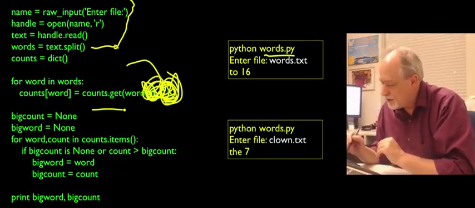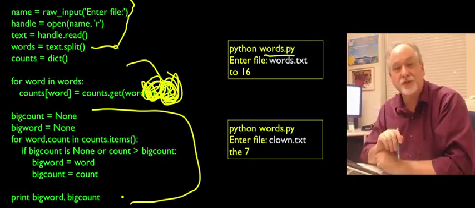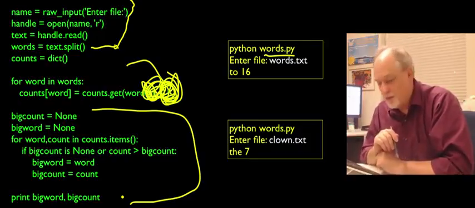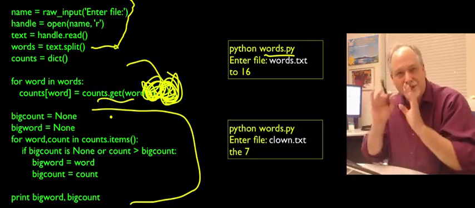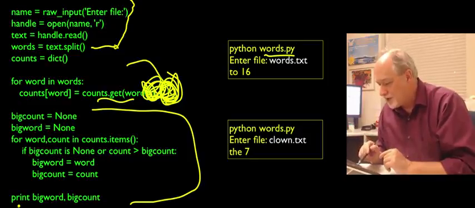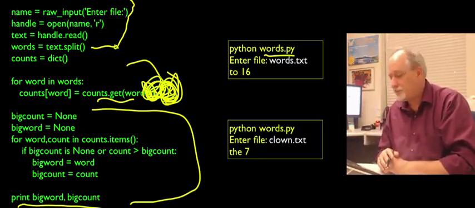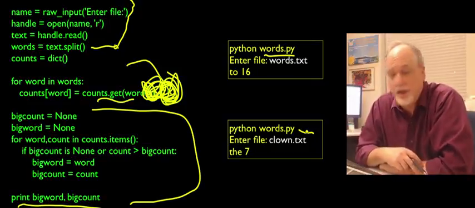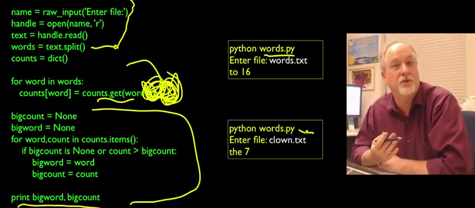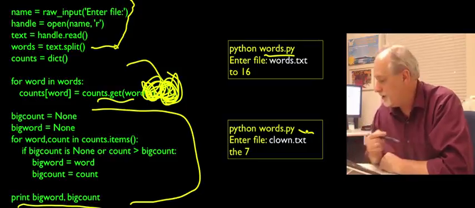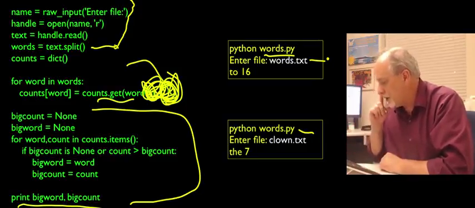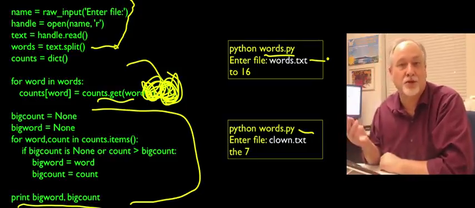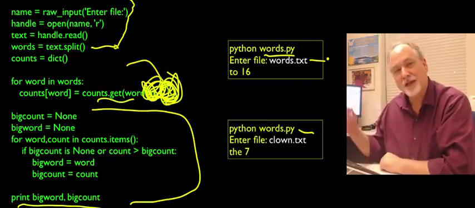Then what we're going to do is we're going to write another loop that's going to figure out which is the most common word by looking through all those little histograms that we built up. And then it's going to print those things out at the very end. And this can certainly do Python words.py and read clown.txt and tell us that the word the occurs 7 times. But you know, it can find out that a different thing has the word to and occurs 16 times. And it's just as fast.